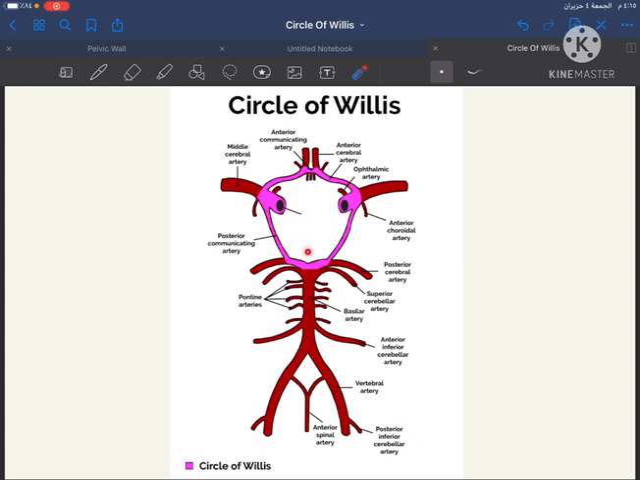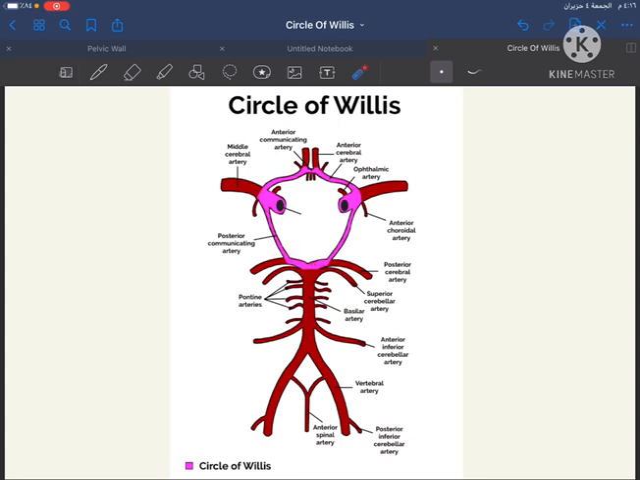So these arteries collectively form the circle of Willis. The circle of Willis is composed of the anterior communicating artery, two anterior cerebral arteries, internal carotid arteries, and posterior communicating arteries that join the two posterior cerebral arteries.